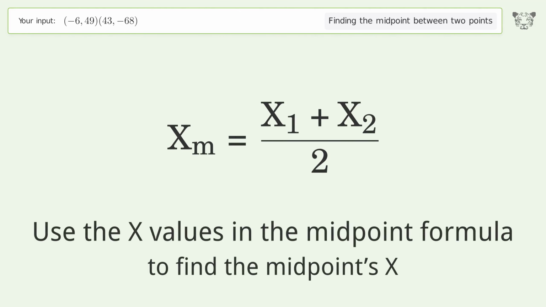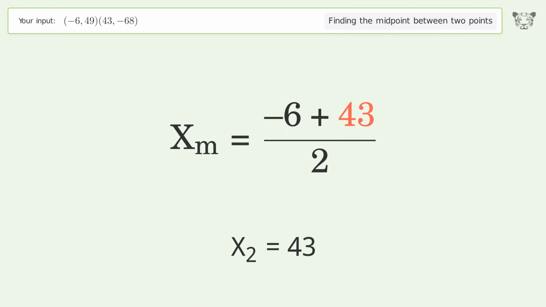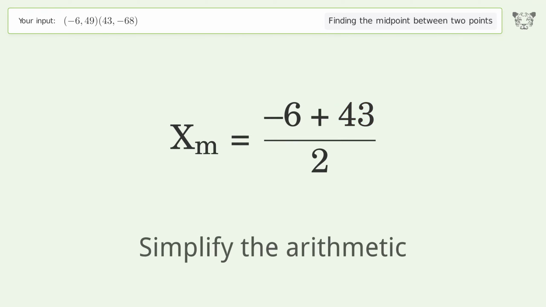Use the x values in the midpoint formula to find the midpoint's x. x1 equals negative 6. x2 equals 43. Simplify the arithmetic.